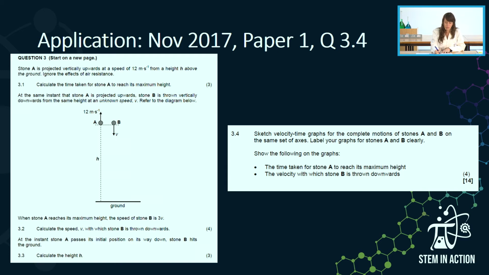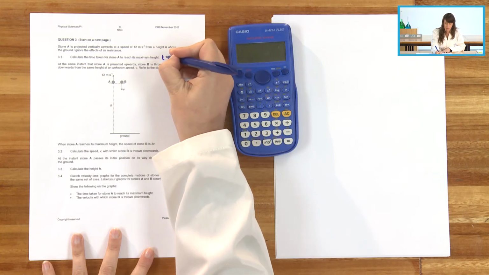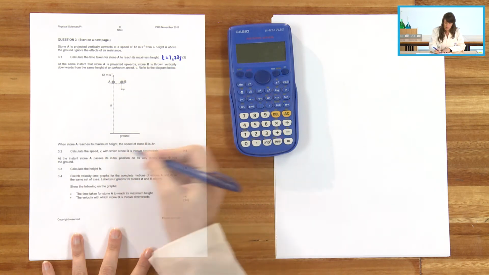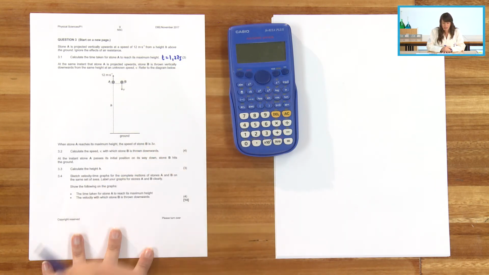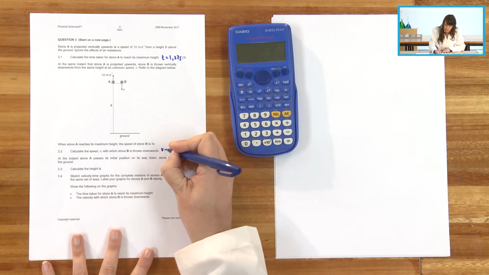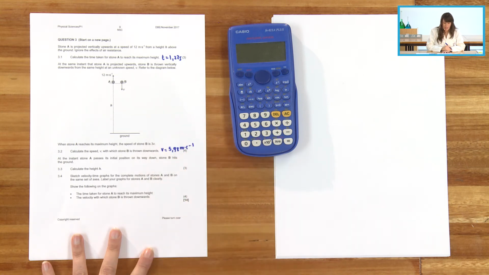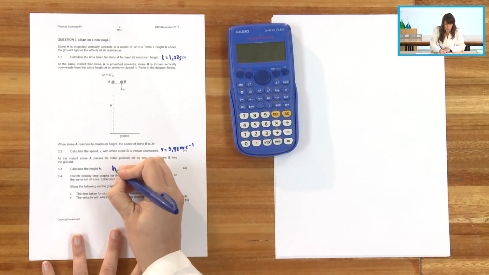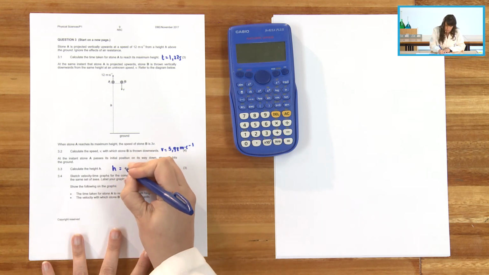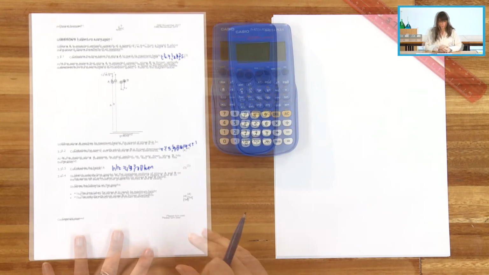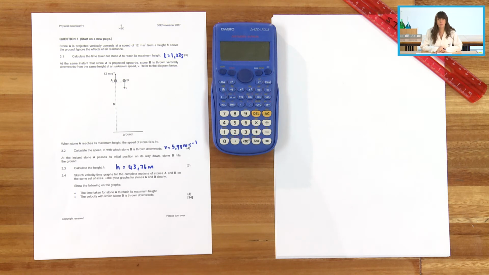The question 3.1, we found that the time was equal to 1,22 seconds. For question 3.2, when we calculated the initial speed of stone B, we found it to be 5,98 meters per second. And finally, question 3.3, the height we found to be 43,76 meters. Right, let's have a look at question 3.4.